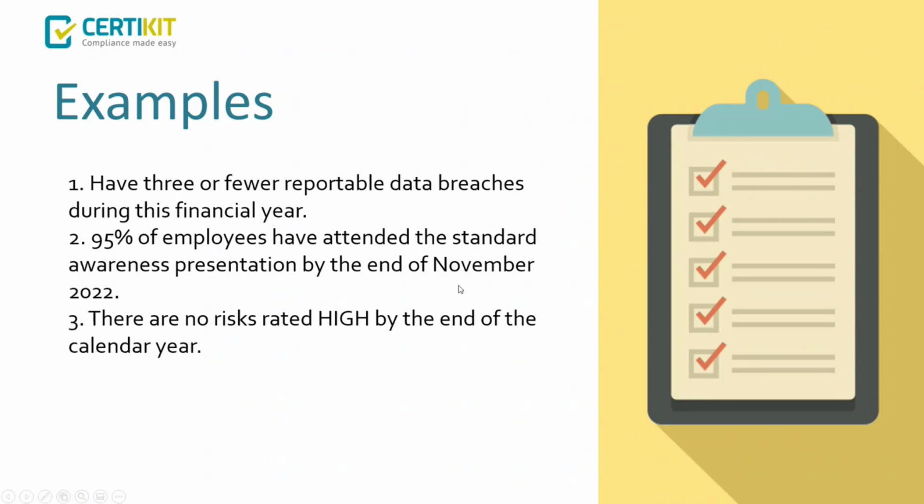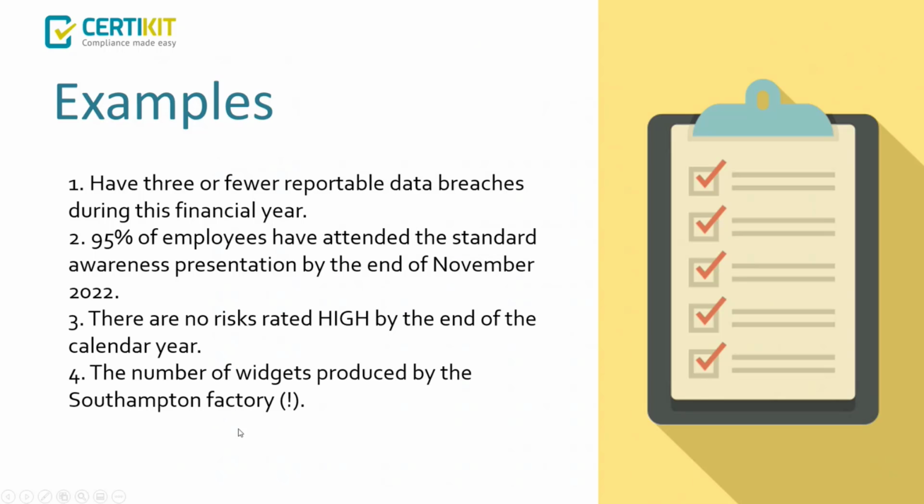Number 3 example: there are no risks rated high by the end of the calendar year. Risk assessment, again, is a common element of all of these standards. You may have a qualitative assessment of risks, so you may have high, medium, low risks. It could be that you have an objective to have taken the treatment actions that you need to take to reduce the risk of something, maybe from high down to medium, by the end of the calendar year or the financial year or within some specified time period. Again, these are the kinds of things that you typically see to do with a management system that you might want to consider.